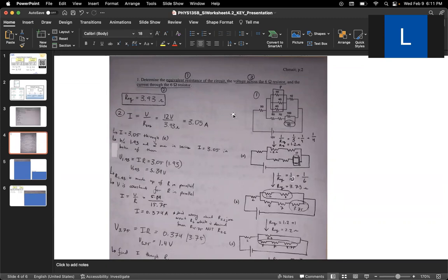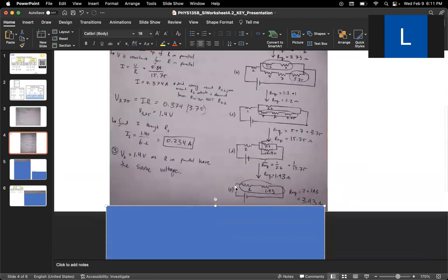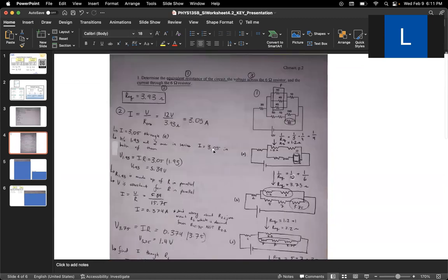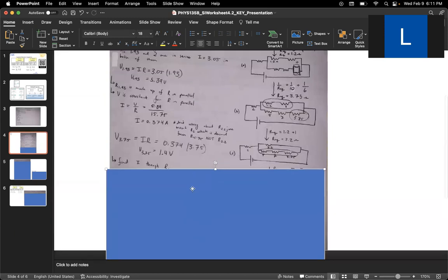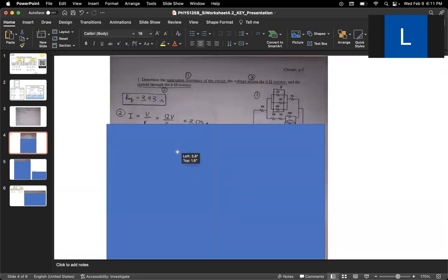Now part 2, we're going to find the current through the whole system. The current through, I call this diagram E. So we just do V equals IR. I'm going to cover up so I can explain more stepwise. V equals IR, we rearrange now that we have an equivalent resistance, and we can find that current right there.